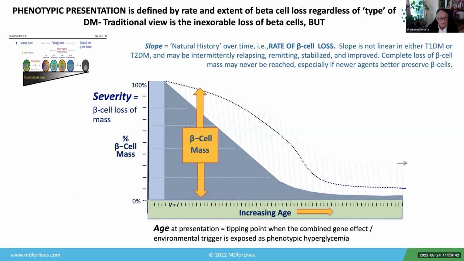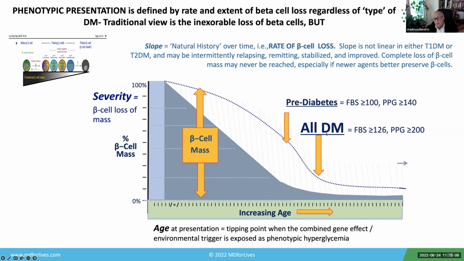Now, phenotype is defined by the rate and extent of beta cell loss, regardless of the type of diabetes. That's why I'm submitting that there's only one diabetes, all diabetes. And the traditional view is that there's an inexorable loss of beta cells. You can see this on this dotted line here, right? When you get to about 50-60% loss of beta cell function, you engender, quote, prediabetes. And when you get down to 80% loss of beta cell function, you have overt diabetes.